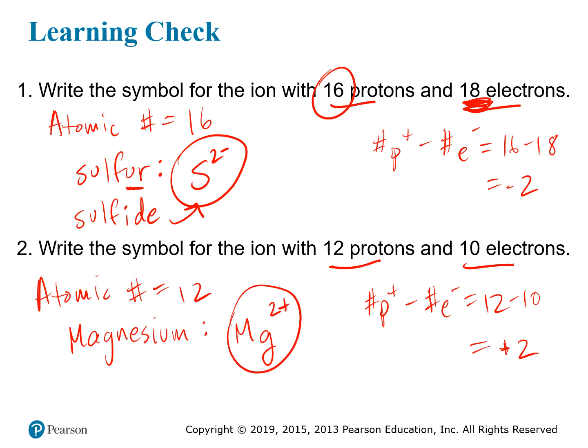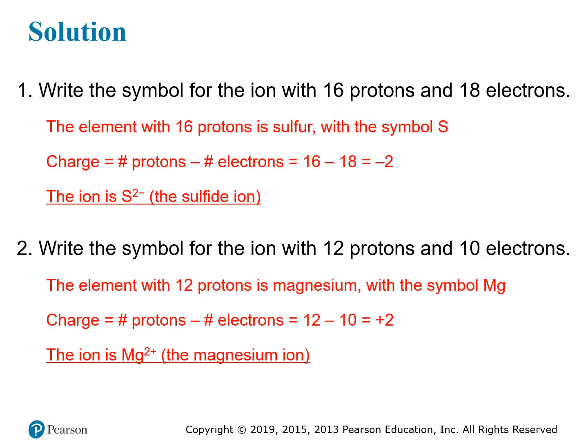And the name of the ion is the same as the name of the element. We can sometimes call it the magnesium ion if we want to specify what we're talking about. And again, this is because magnesium is in group 2A. It has 2 valence electrons, and those are the 2 valence electrons that it lost, so that it now only has 10 electrons. And here are those answers again.